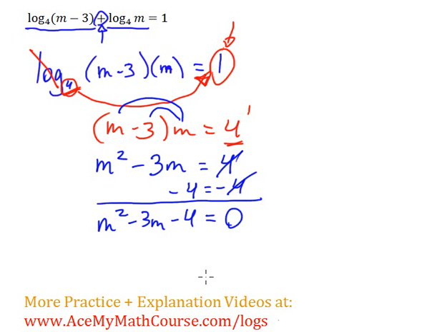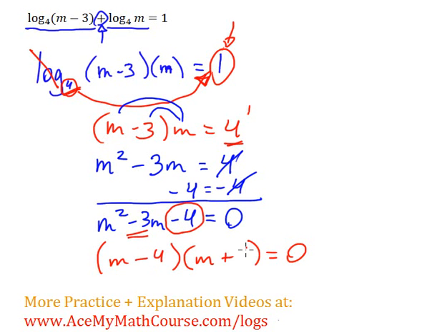Fantastic. How can I solve this? Well, there are many different ways. I will choose factoring. Why is that? I can write an m over here, an m over there. It's going to be easy to find two numbers that multiply to negative 4 and add up to negative 3. Negative 4 and positive 1 work well. Negative 4 plus 1 is negative 3. Negative 4 times 1 is negative 4.